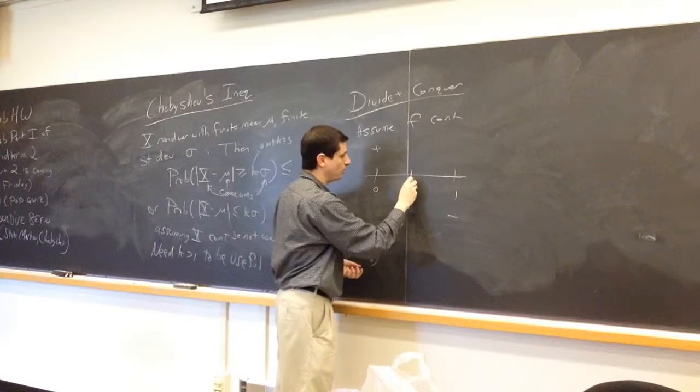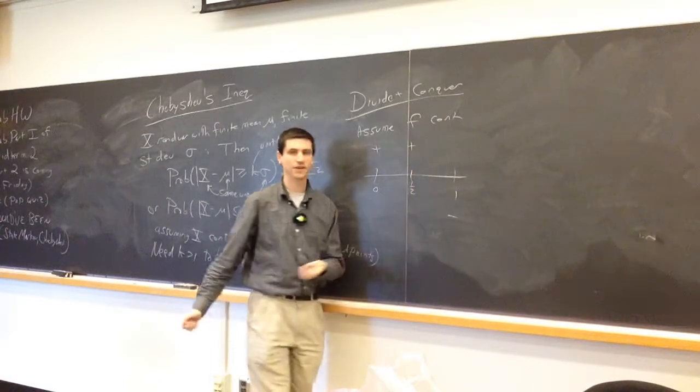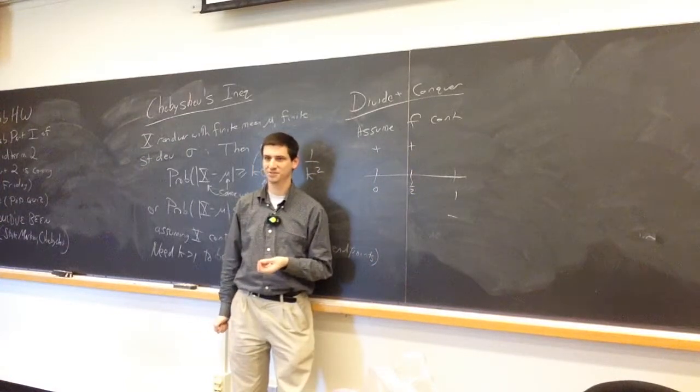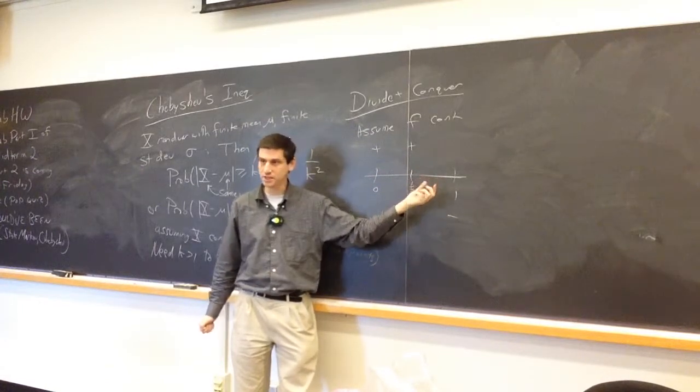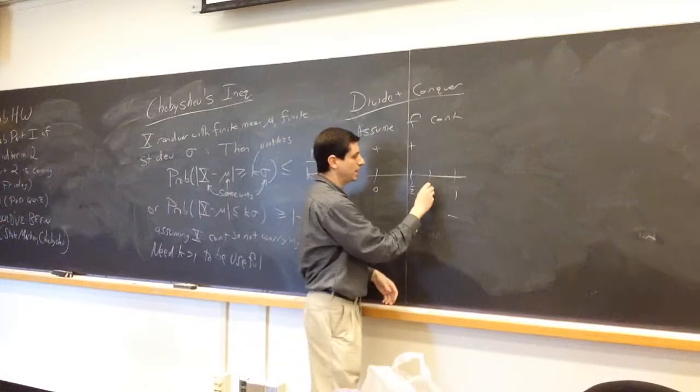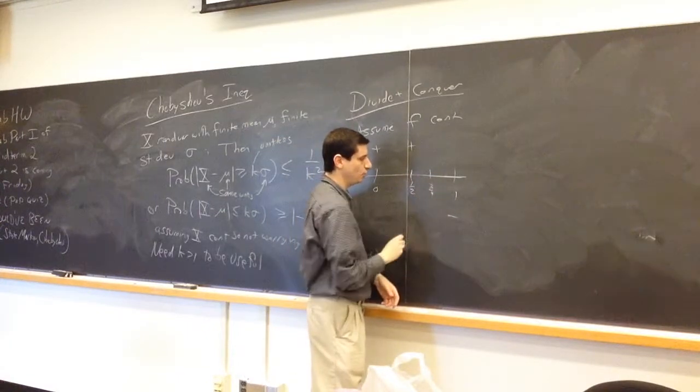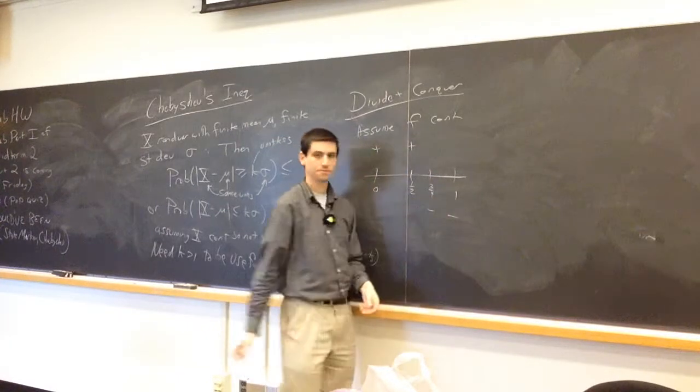Let's go at the halfway point, 1 half. Let's assume it's positive here. What do you know? Right. It might still be 0 here. It might be 0 multiple times in here. But you know there's at least one 0. Now we go halfway between 3 fourths. Let's say it's negative there.